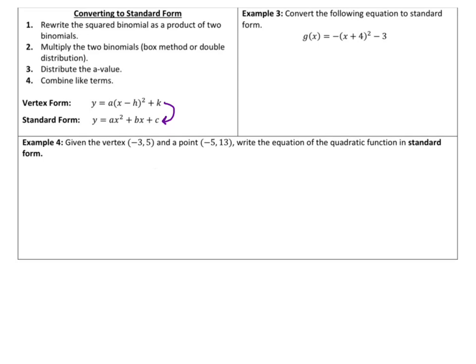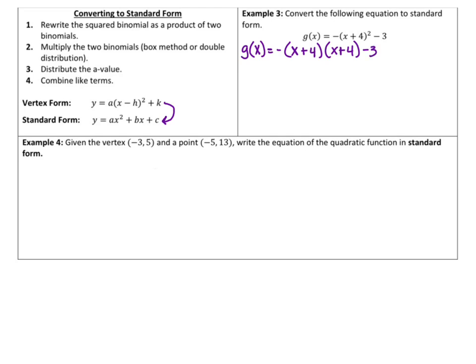We have the following equation in example 3. G of x equals negative, parentheses, x plus 4, close parentheses, squared, minus 3. Following our steps, we need to rewrite the squared binomial as a product of two binomials. So I'm going to come over here to the side of my box and just write g of x equals negative x plus 4 times x plus 4. Right, so notice instead of writing x plus 4 squared, I actually wrote it out as the product of two binomials. And then I wrote minus 3.